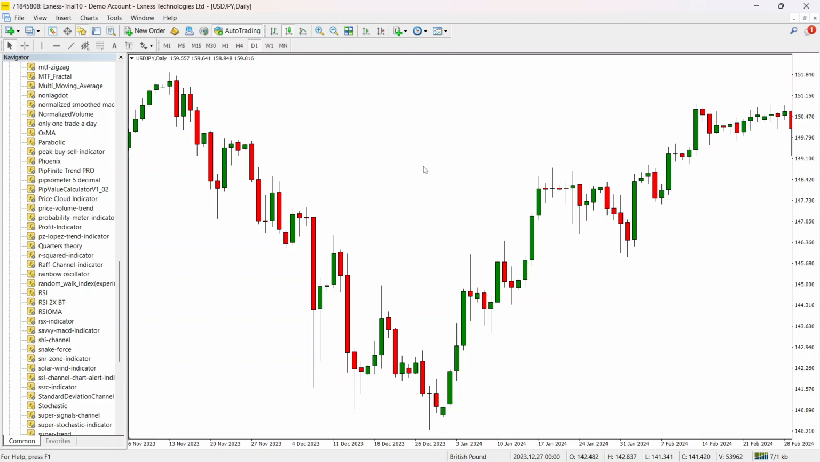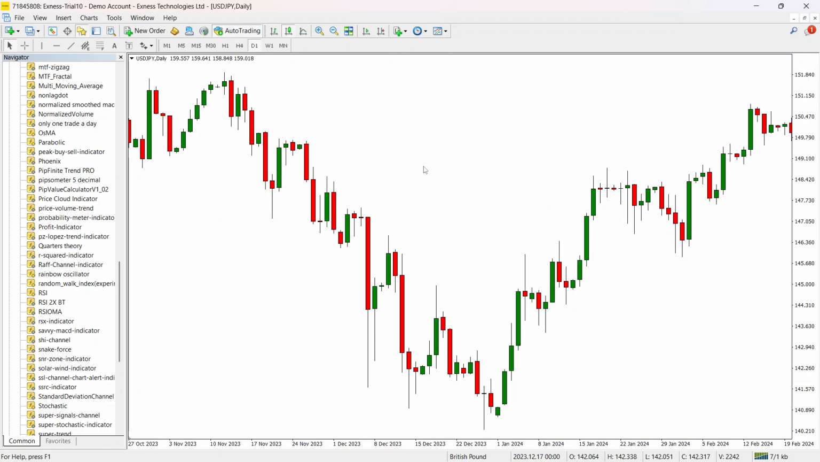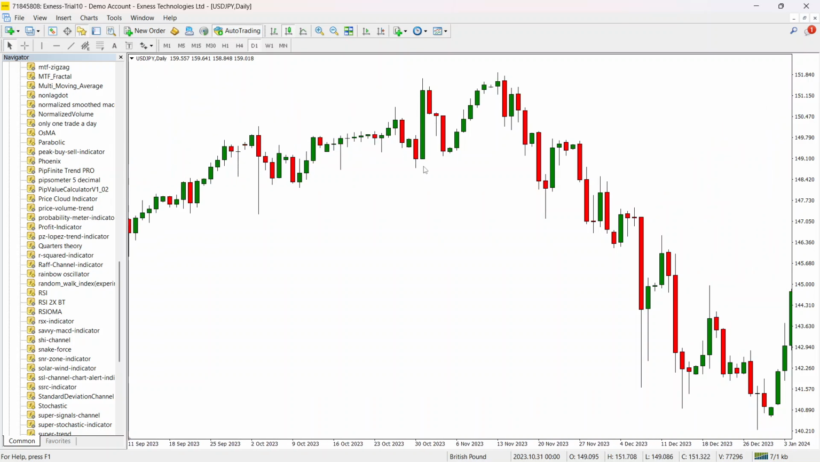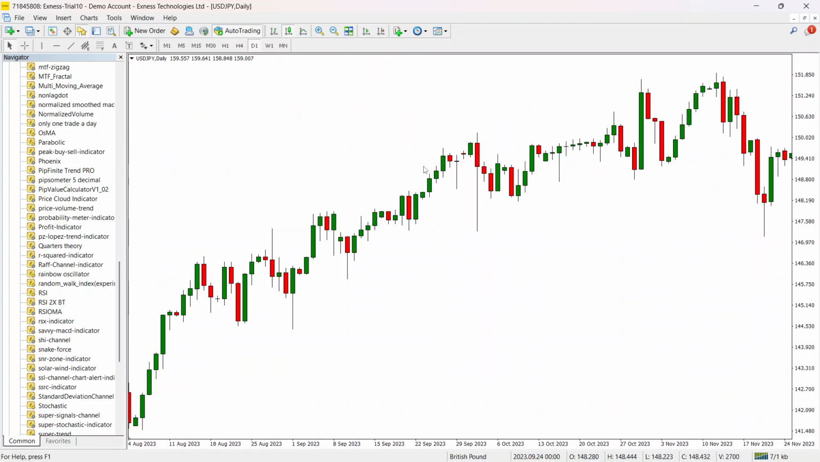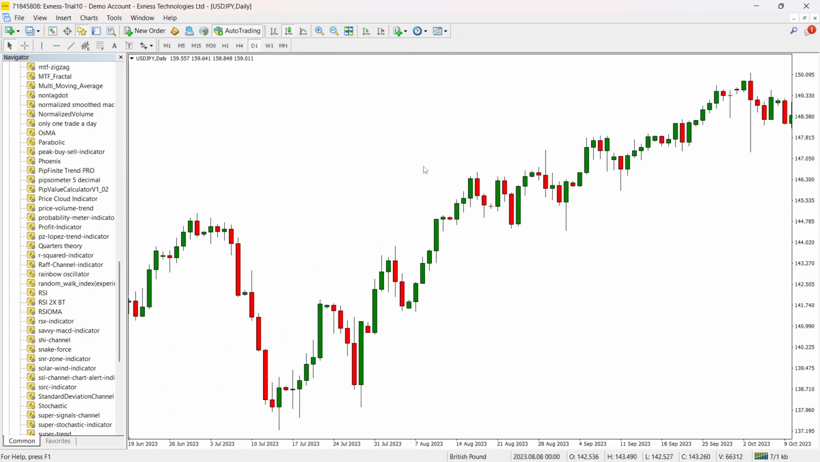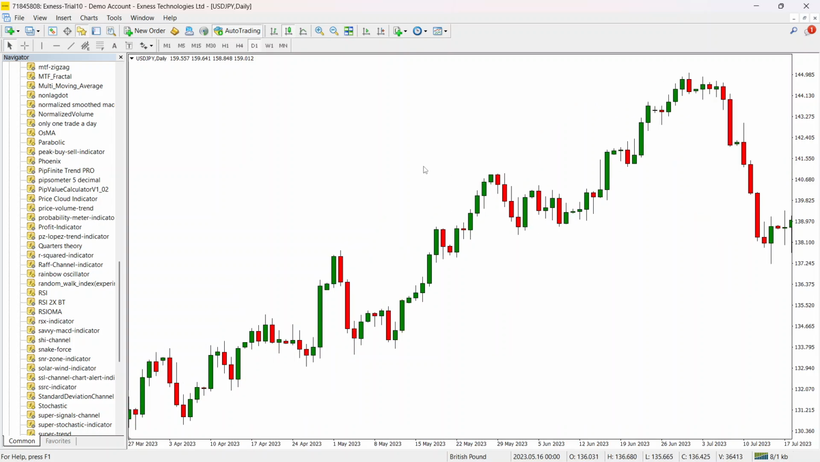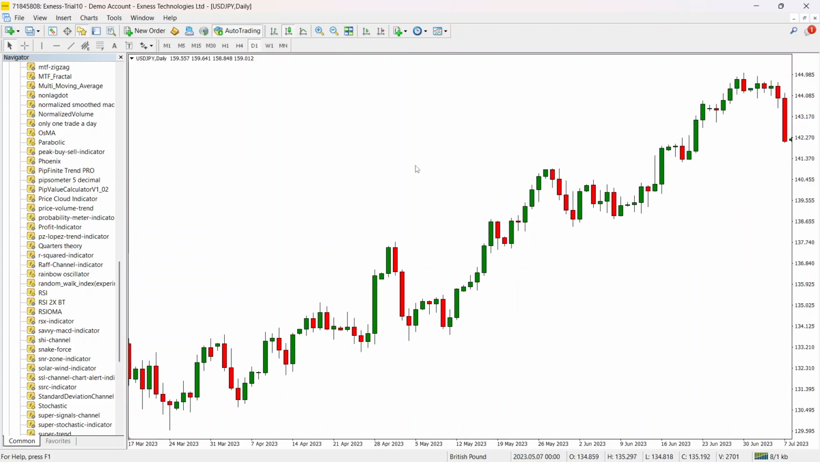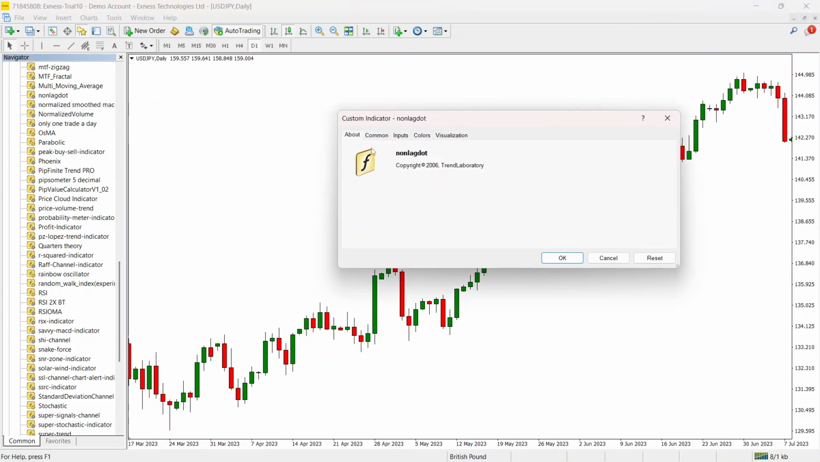Hello traders, today we are looking at the non-lag indicator available for MetaTrader 4 and MetaTrader 5. This tool displays color-coded dots that indicate trend direction with minimal lag and no repainting. At this point, I'll load the indicator on the chart so you can see how it looks in real time.